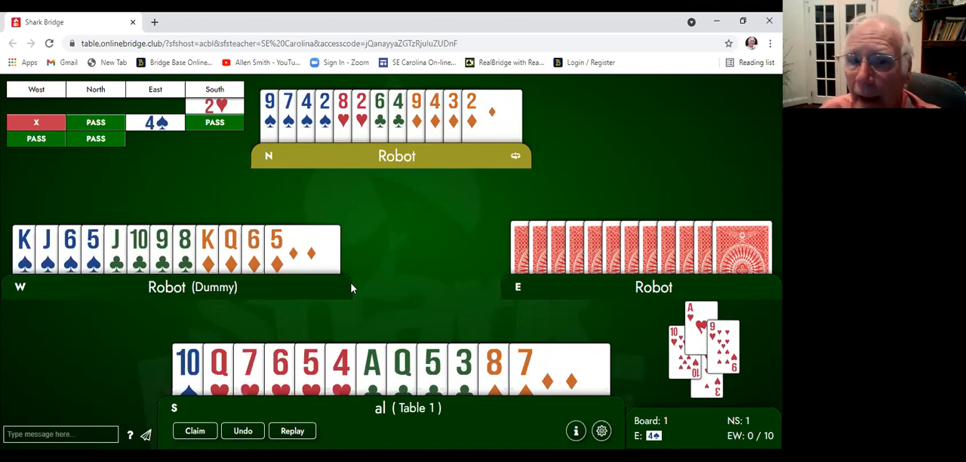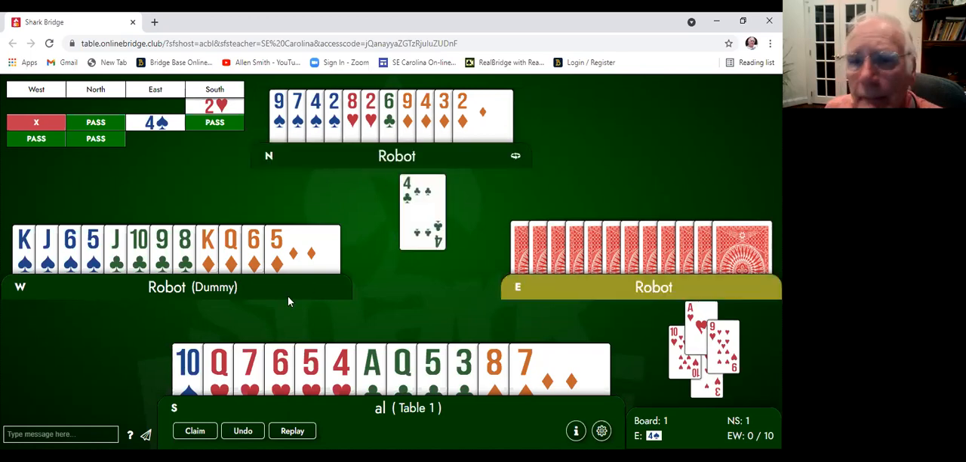In this situation, he looks at the dummy and says, well, if he wants a suit led, diamonds does not make a lot of sense because I can see the king queen. So what I'm going to do is lead clubs. He's going to lead the four of clubs. And the four of clubs is actually a suit preference signal also.